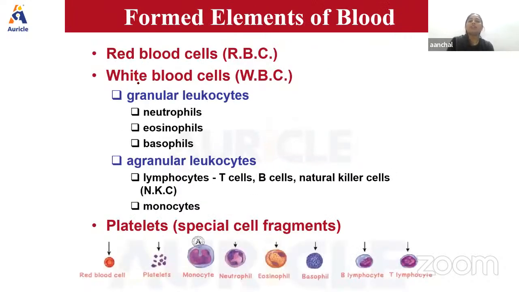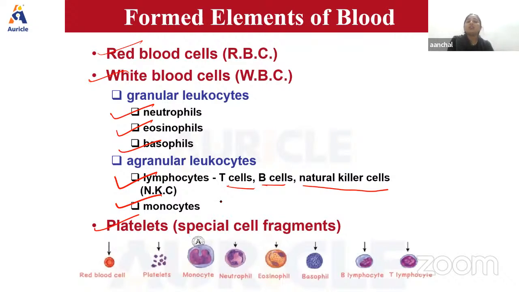Then in formed elements, as we have discussed, we have RBC, WBC, and platelets. In WBC, we have granulocytes and agranulocytes. In granulocytes, we have neutrophils, eosinophils, basophils. In agranulocytes, we have lymphocytes and monocytes. In lymphocytes, we have T cells, B cells, and natural killer cells. And the platelets are special cell fragments.